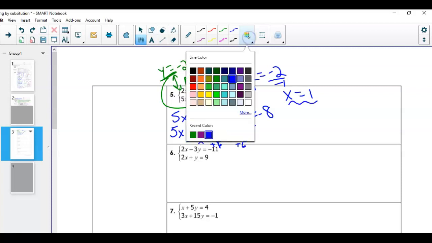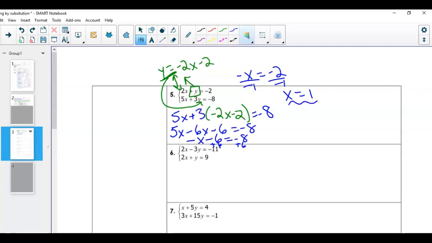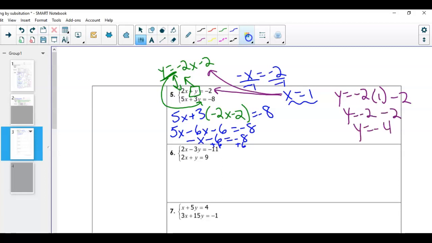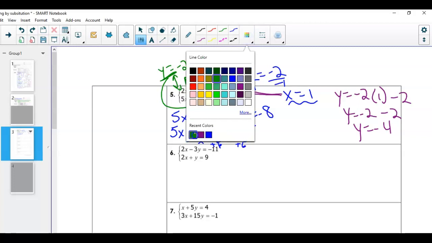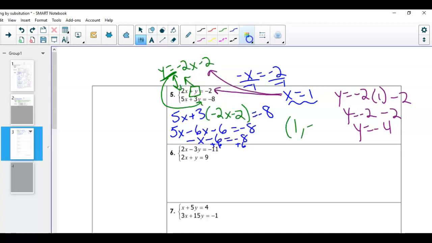Now, you have a couple different options. You can either put this back into the original or into the one you solved. If you put it back into the original, you're going to end up solving a little bit. But if you put it into the one you solved, you just need to find the answer and simplify. So our ordered pair, or our answer here, is 1, negative 4.